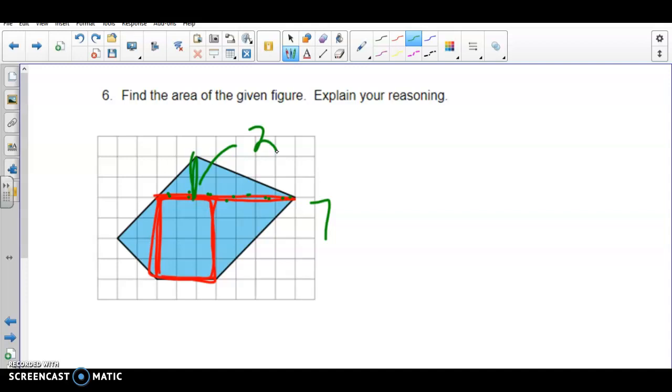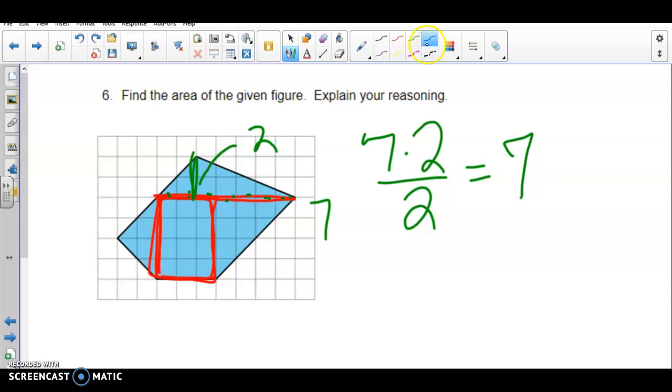So 7 times 2 is 14, and I'm going to divide by 2, which is, again, 7. So this triangle, excuse me, has an area of 7. I'm going to write it right in there. Okay. Then I have, let's see, I've got another triangle on this side.